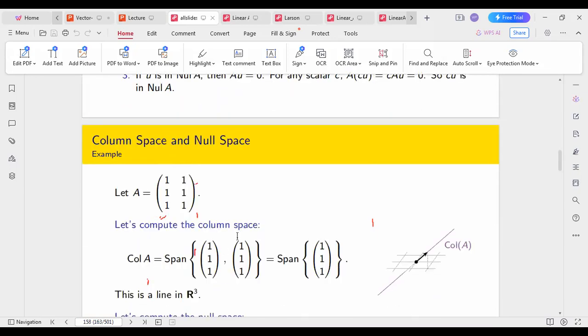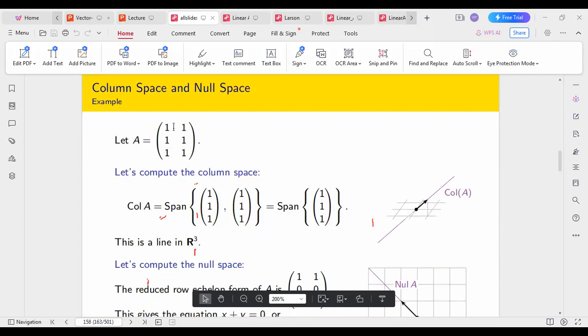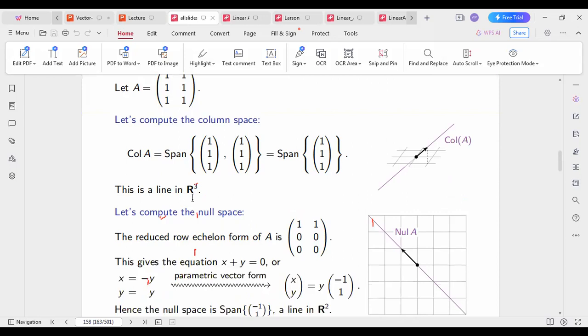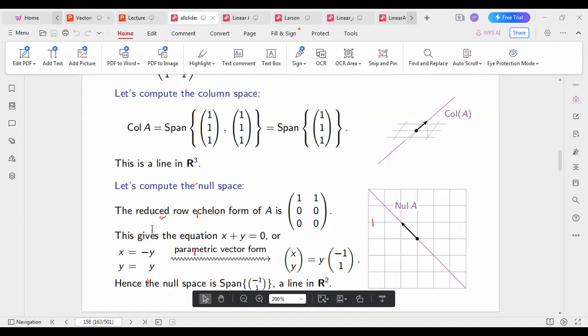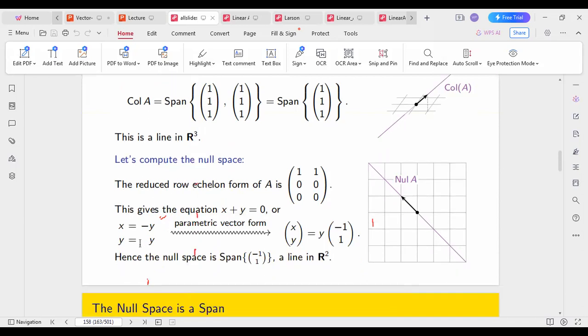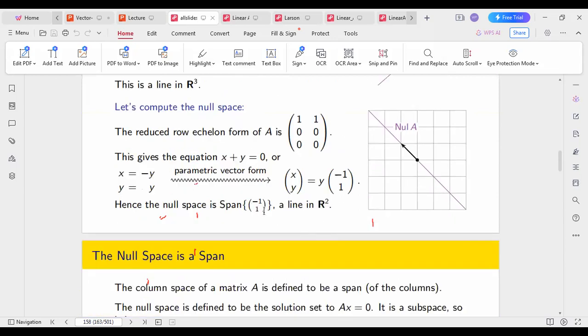Now column space and null space example. Let A be a matrix with 2 columns and 3 rows. Let's compute the column space. The column space of A equals the span of these two vectors. Now the span of (1, 1, 1) can be written like this, which is a straight line in R3. Let's compute the null space. The reduced row echelon form of A is this. Now this gives the equation x plus y equals 0 and x equals minus y. Parametric vectors will be like this. So hence the null space is a span. This is a line in R2.